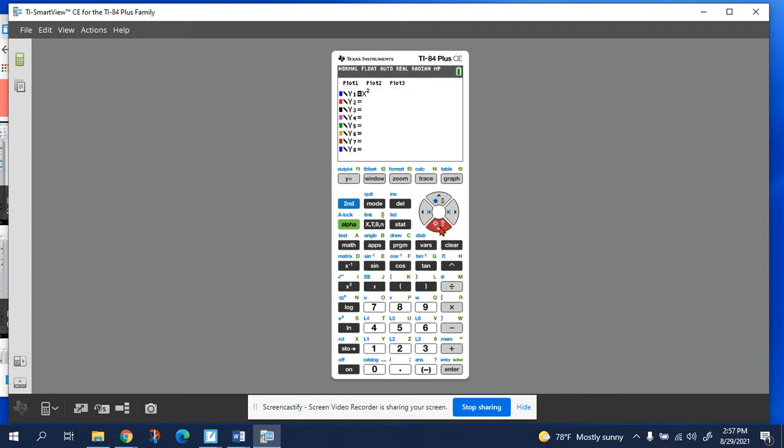Use your arrow key to go down for the next function, and in this example, our g of x, or second y value, is just 2. When you push graph, if you don't see the same thing that is on my screen, try doing zoom, and try doing the sixth one for standard.